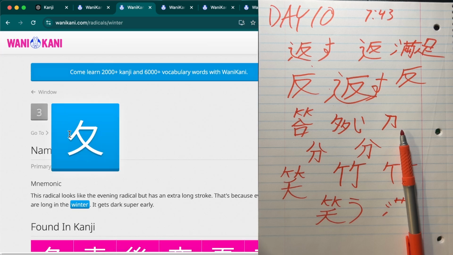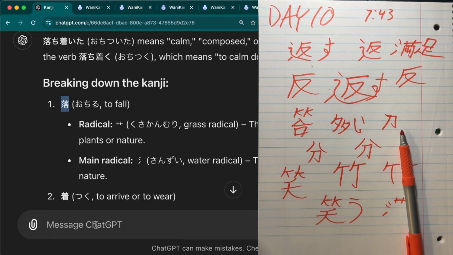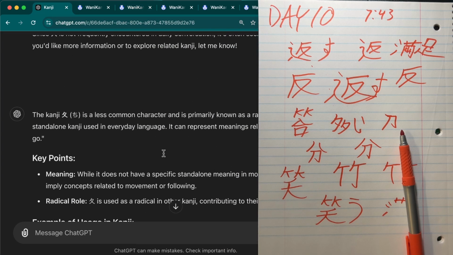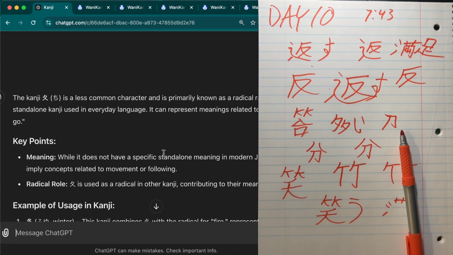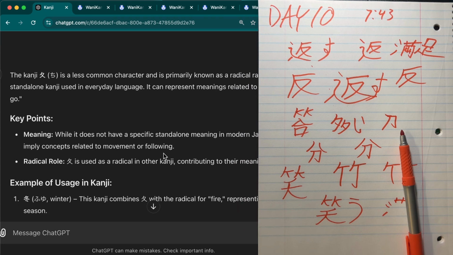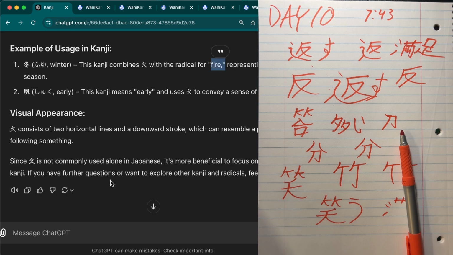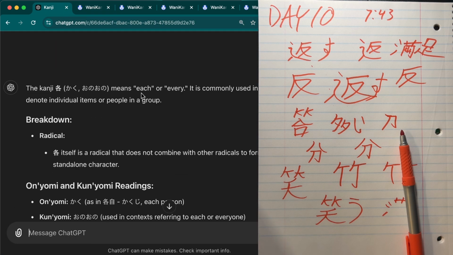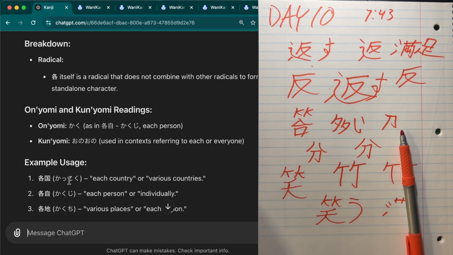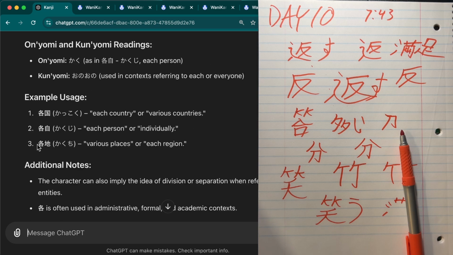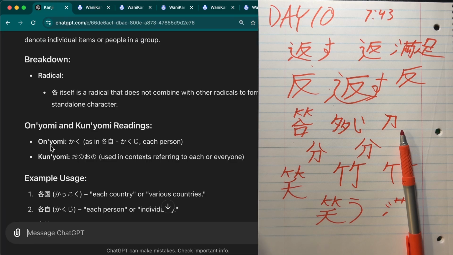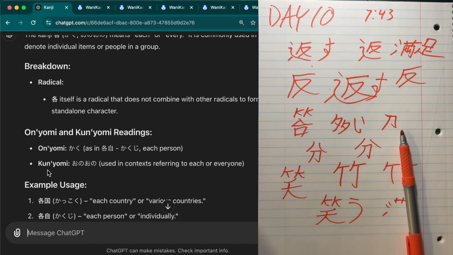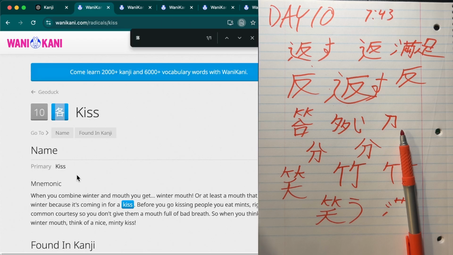Actually, I want to know what ChatGPT says about these. That's a common character and is primarily known as a radical rather than a standalone kanji, related to follow or to go. Fire, really? Okay, that's a bit confusing. I'm not really going to worry about it. Let's just keep going. Kaku means each or every. Kakuko, kakoku, kakuji, kakuchi. Sort of like each, okay. Now what's the original kanji that we were learning? Ochitsuite, so to fall. I don't really know how it relates, to be honest.